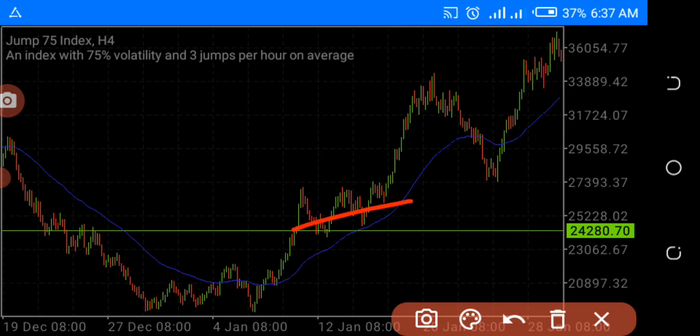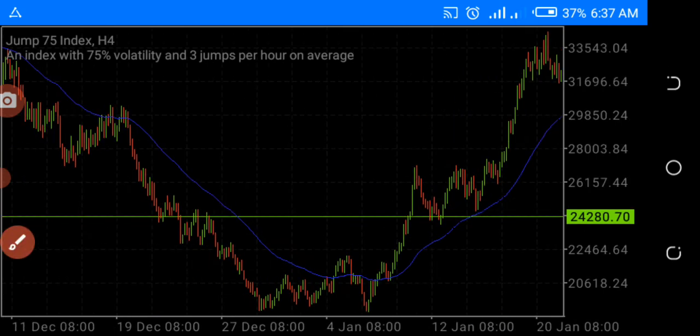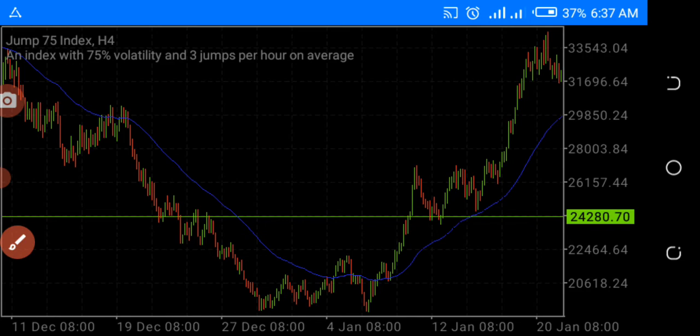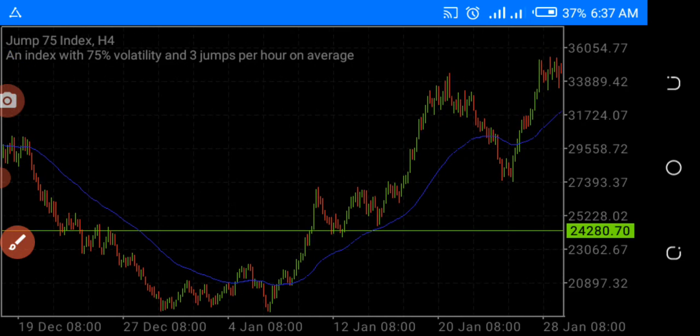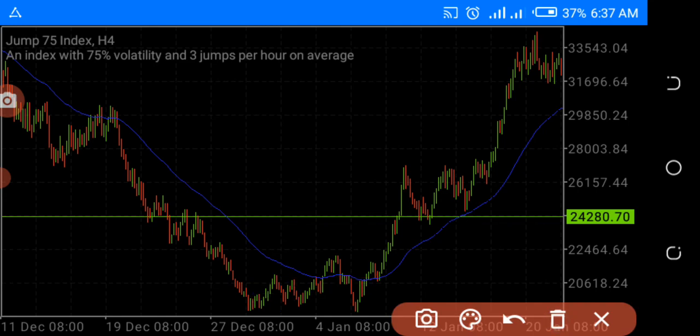Now, if we look closely here, we see that this market started moving all the way from this zone here. Why did it start moving from here? Because there was a break of structure. I'll show you the break of structure. Don't forget what I said. This was a ranging market. It had no direction. This was here, this was here. There was no particular movement.